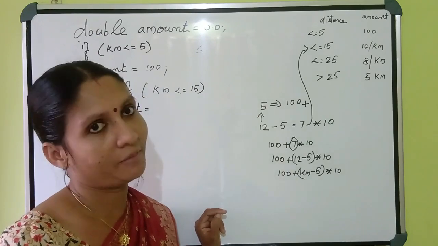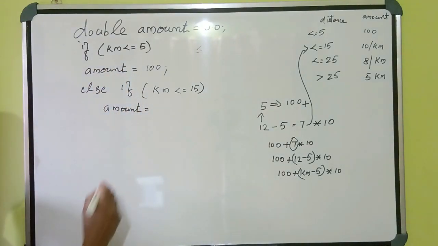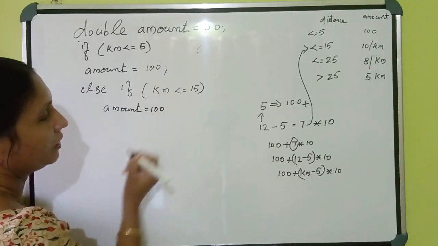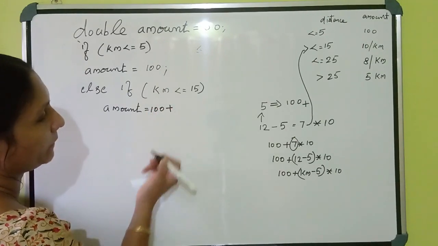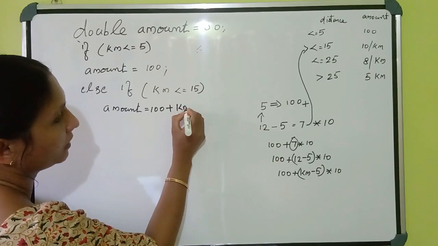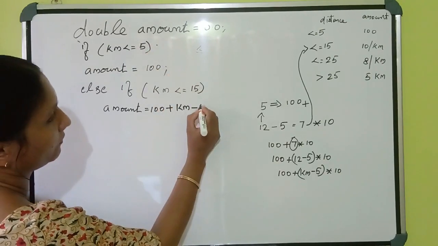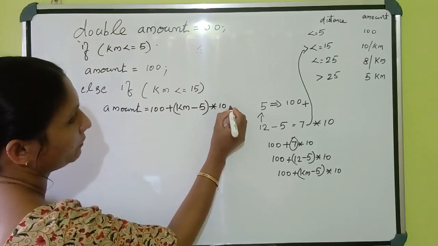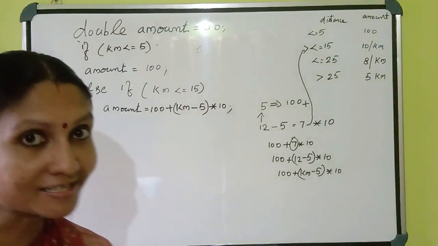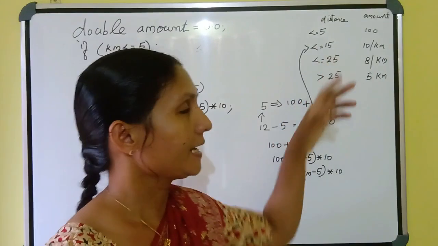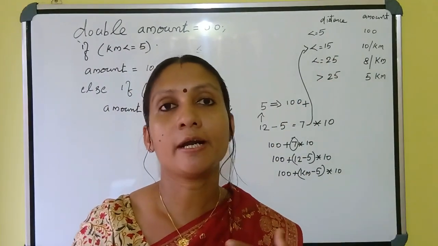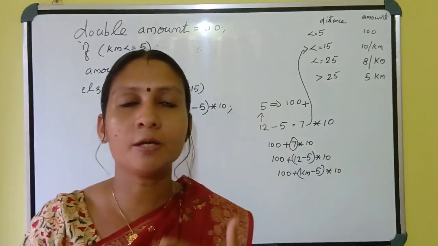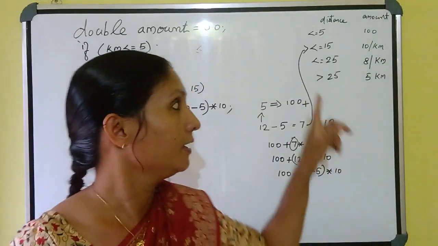I think you understood the meaning. Then I will write here the same equation. First 5 kilometers amount we need to write first, then plus, then kilometer minus first interval into 10. Then put one semicolon. What's the next condition? See, next 10 kilometer. That means already we covered 15 kilometers. Next 10 means 15 plus 10, we will get 25.